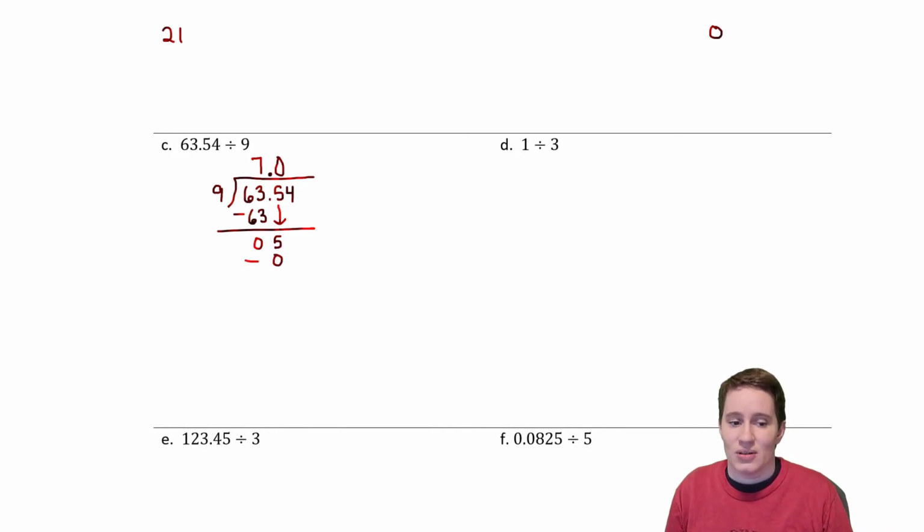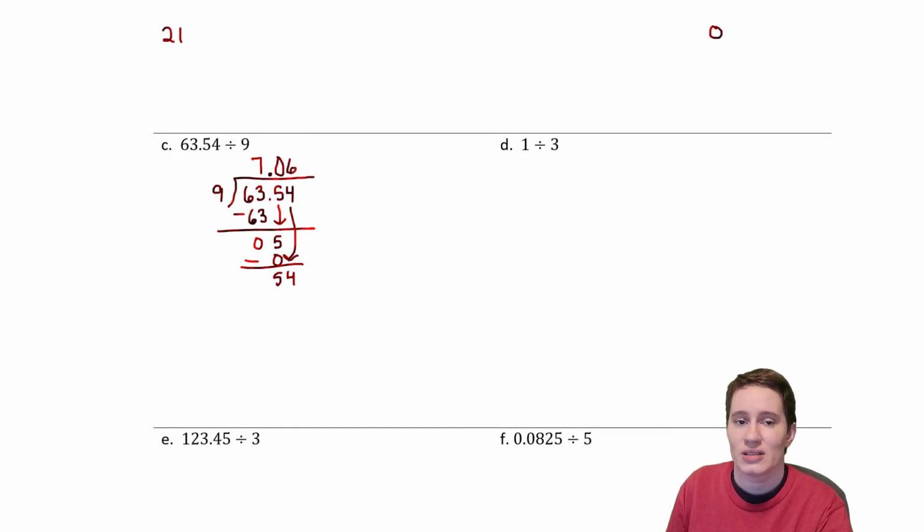I subtract 0 and then drop down the next number and say, how many times does 9 go into 54? It goes in 6 times. So see, having that 0 there makes a difference because 7.06 is not the same as saying 7.6. They're kind of close, but kind of close isn't really what we're going for in math. We want to be exact when we can. So 9 times 6 is 54. So we subtract and get 0. That means we're done. Our answer is 7.06.